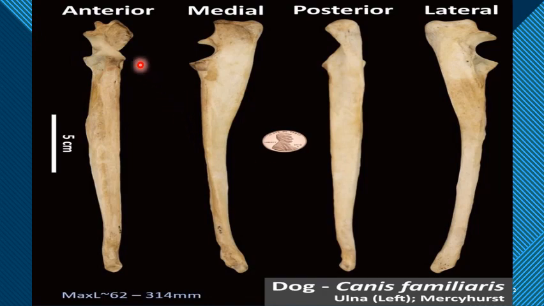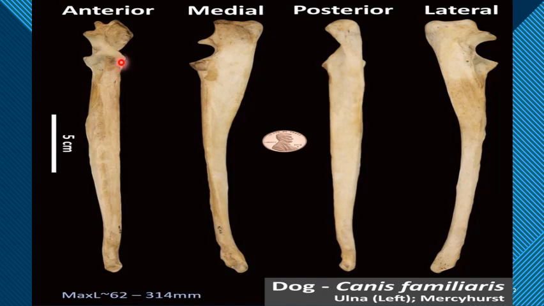Then just distal to the medial coronoid process, there is a small elongated eminence which is known as the ulnar tuberosity. So here we have the ulnar tuberosity. This is the ulnar tuberosity, present just distal to the medial coronoid process.